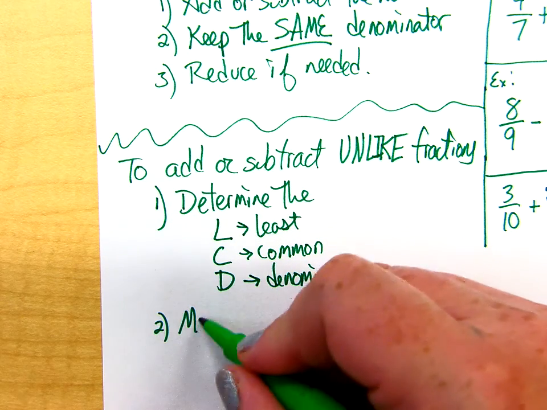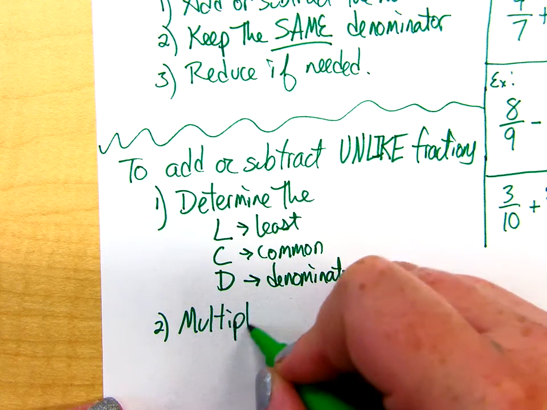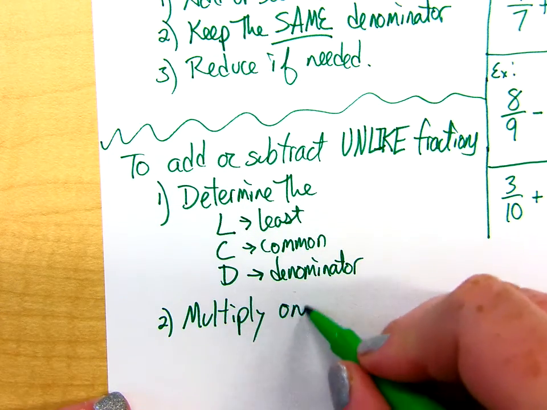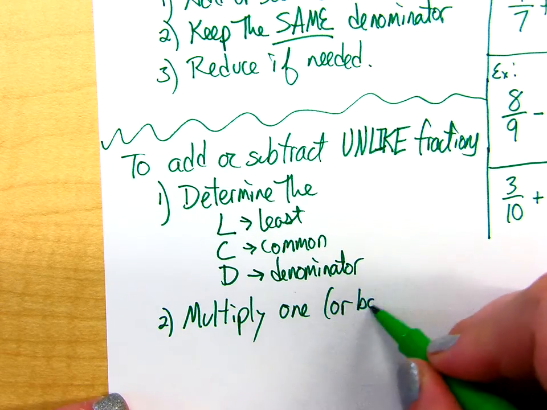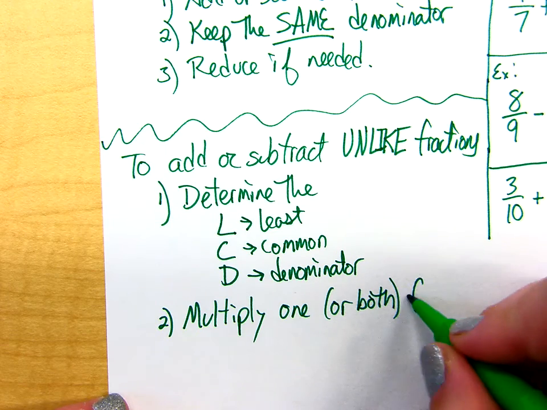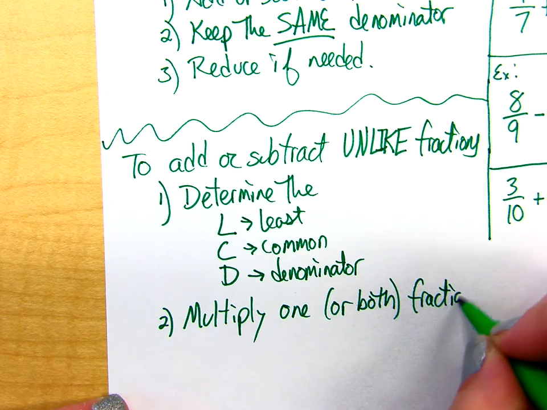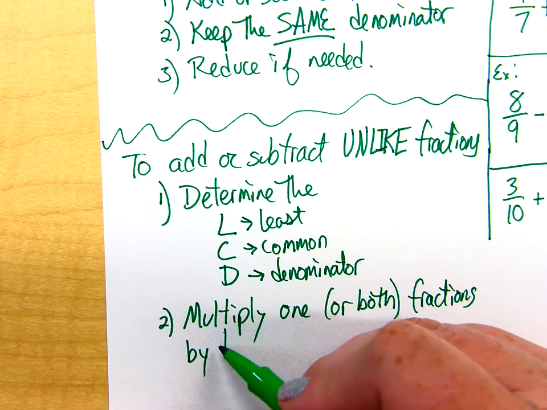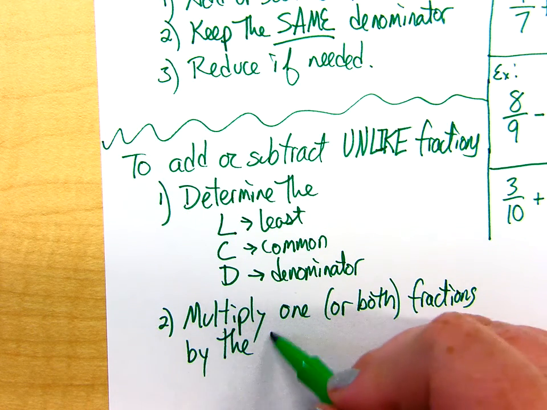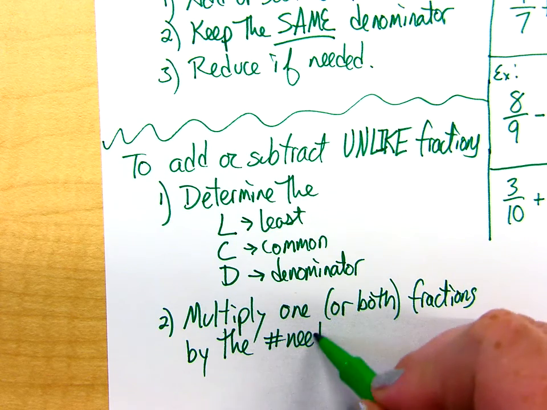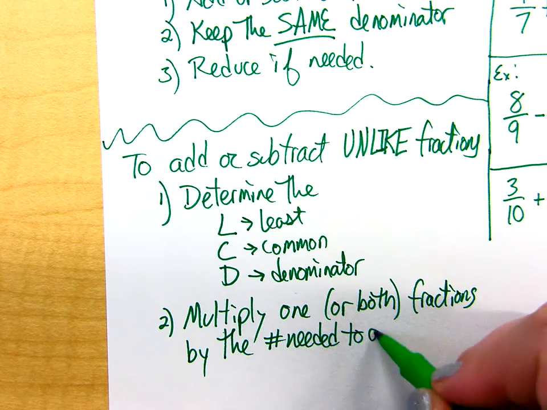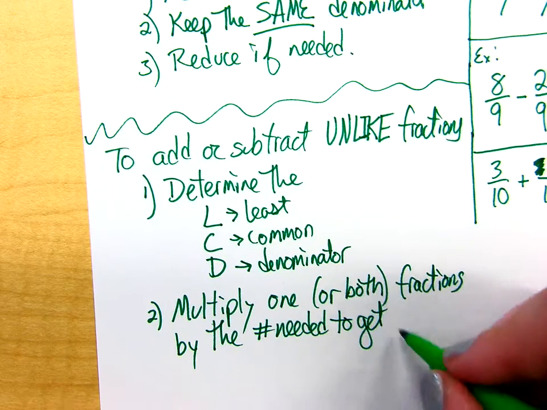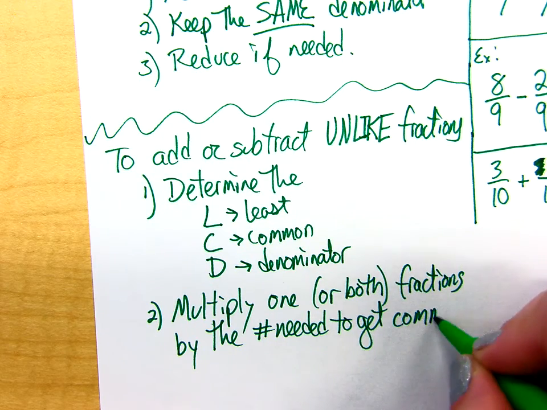And then you're going to multiply one or both fractions by the number needed to get common denominators.